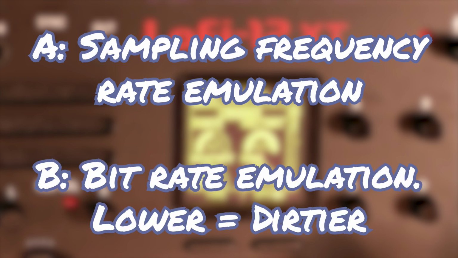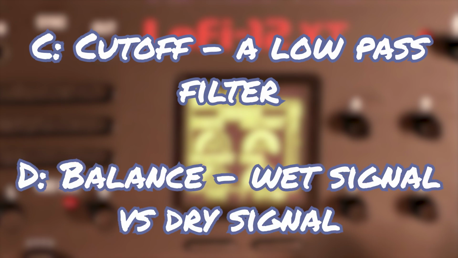This emulates the sample bit rate, like 8-bit, 12-bit, things like that. As you lower this, the sound will become compressed and distorted. It'll have a characteristic of coming from an old video game console or computer program. C controls cutoff. This is a low-pass filter. Setting it to 127 means that no frequencies are cut off, and setting it to 0 means all but the lowest frequencies are cut off. D controls balance, how much of the wet signal versus how much of the dry signal you hear. 127 is hearing only the wet signal, and 0 is hearing only the dry signal.